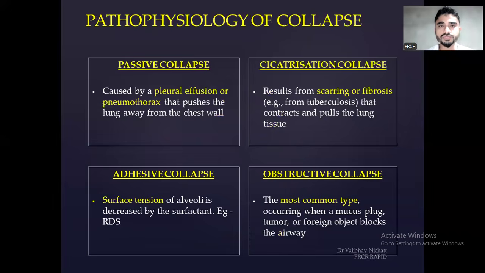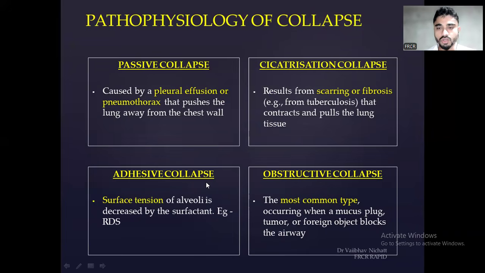Coming to the pathophysiology, what are the different types of collapse you should be knowing? First and foremost is obstructive collapse. We'll start with this because it is the most common type of collapse. This occurs because of obstruction of the bronchus, maybe due to a mucus plug, tumor, or foreign objects which can block the airway and subsequently lead to obstructive collapse.